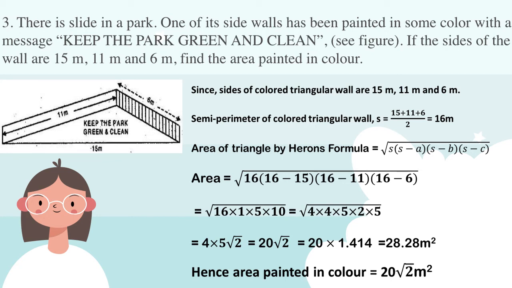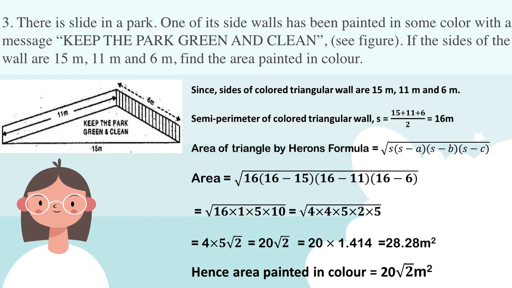Question number 3. There is a slide in a park. One of its side walls has been painted in some color with a message: Keep the park green and clean. If the sides of the wall are 15 meter, 11 meter and 6 meter, find the area to be painted in color.